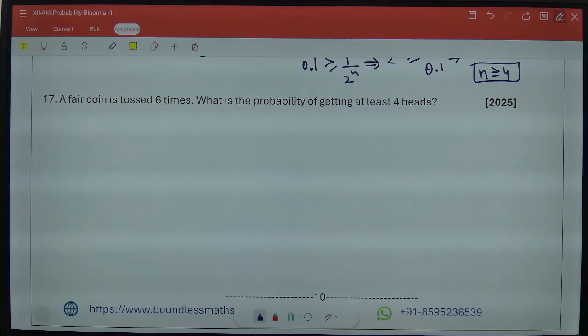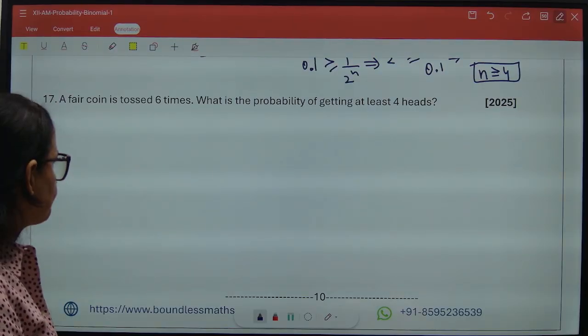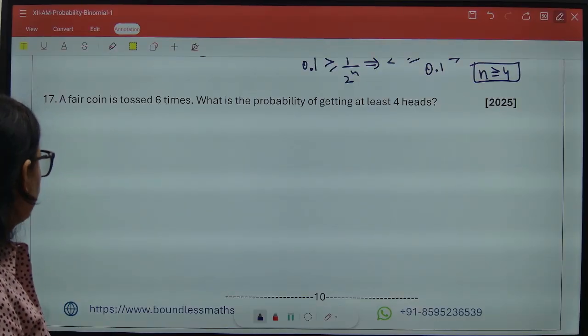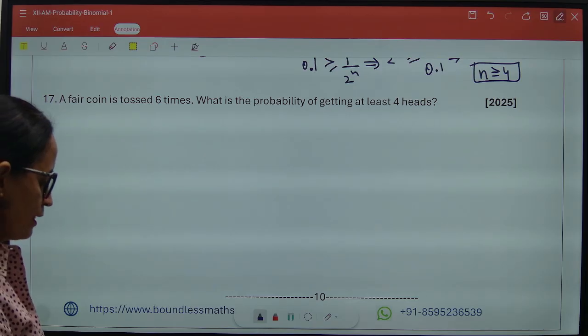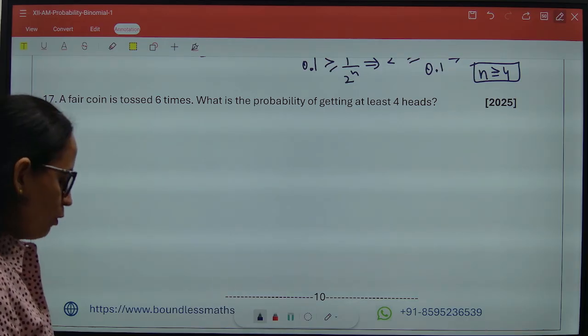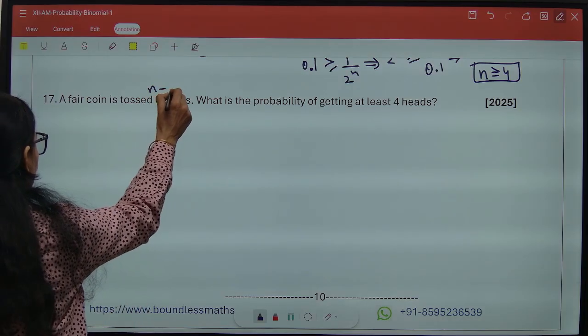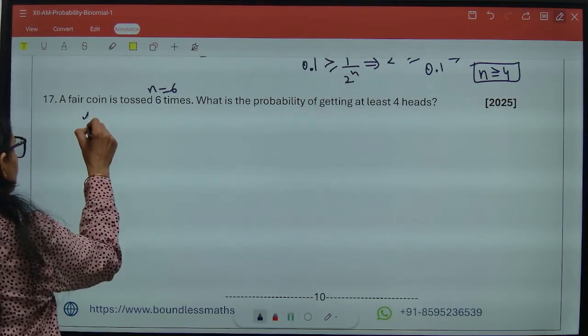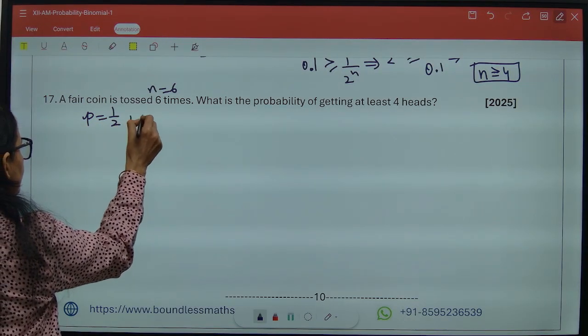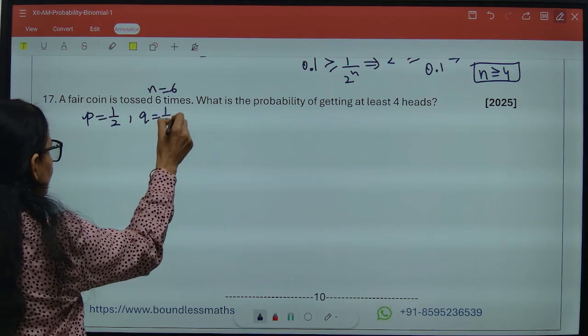A fair coin is tossed 6 times. What is the probability of getting at least 4 heads? So here you are given the number of tosses, that is 6. So n is 6. Because it is again a coin, p is 1 by 2 and q is also 1 by 2. We have all the 3 values.